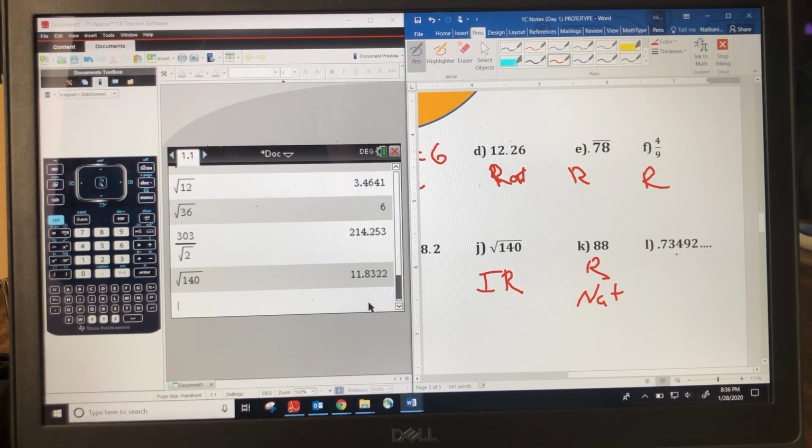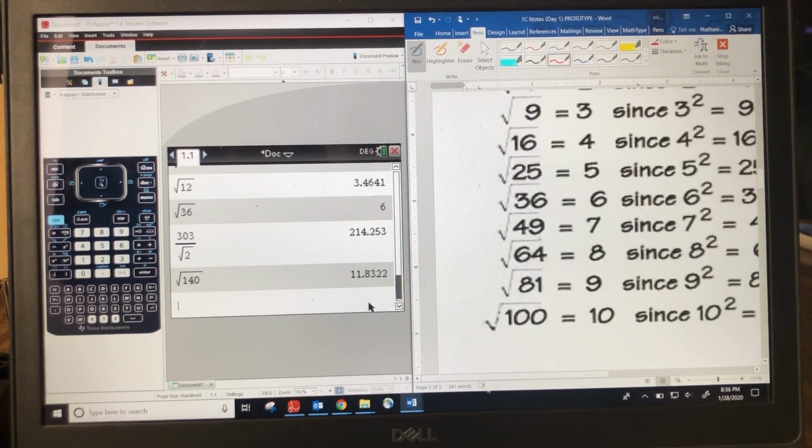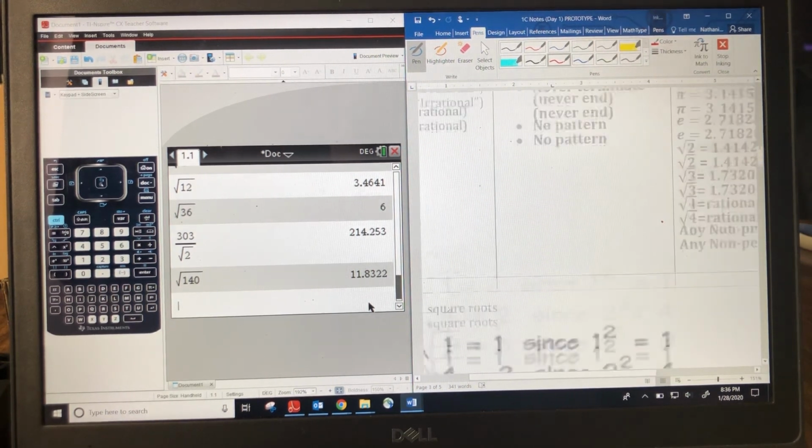Last one is 0.734292 dot, dot, dot, dot, dot. Oh, well, that's a messy decimal with no pattern. It goes on forever. That is definitely irrational. So I hope that helps everyone out. And I hope that helps you understand the difference between rational and irrational numbers.